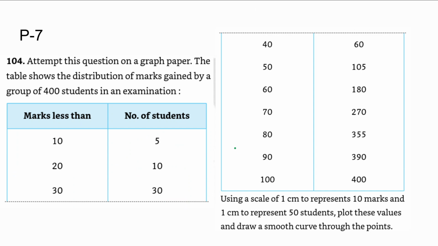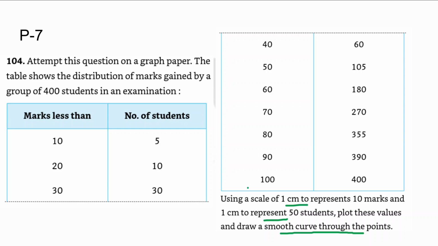Resume. Okay, read this question and work out the solution in your notebook. Resume. Okay, let us see the solution. Attempt this question on a graph paper. The table shows etc. Using a given scale. They have given the scale. Plot these values and draw a smooth curve through the points.